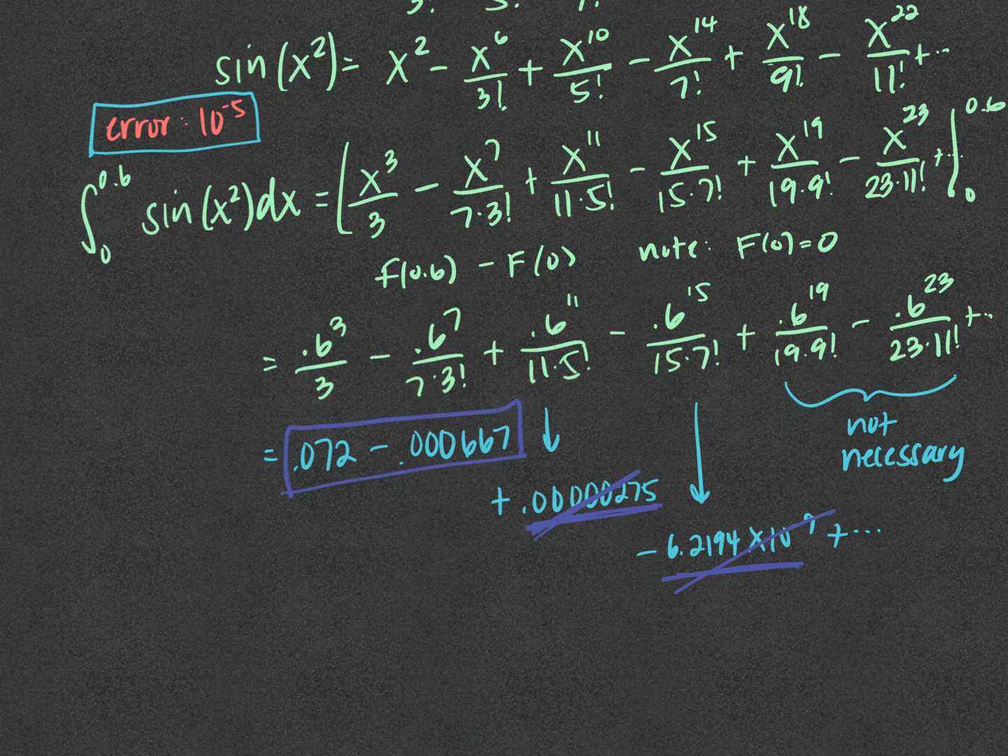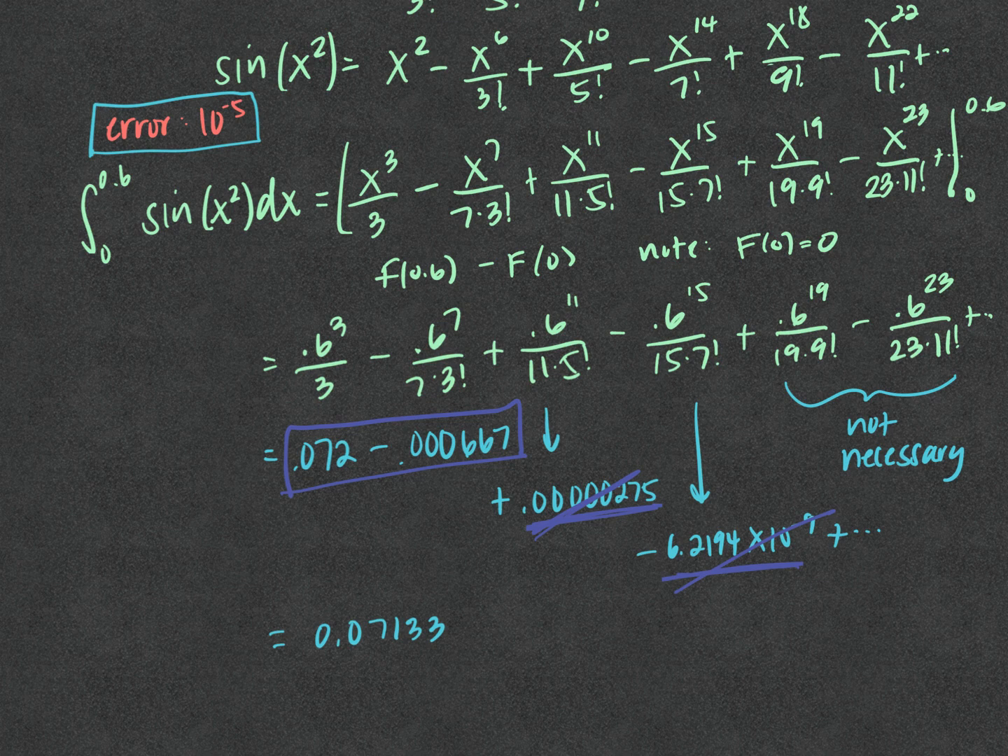Make sure you go out past the 5th decimal place, so do 6, 7, 8 decimal places. But if you combine those two numbers, then the final answer is 0.07133, which is perfectly correct. And round to however many decimal places your platform says to round to.